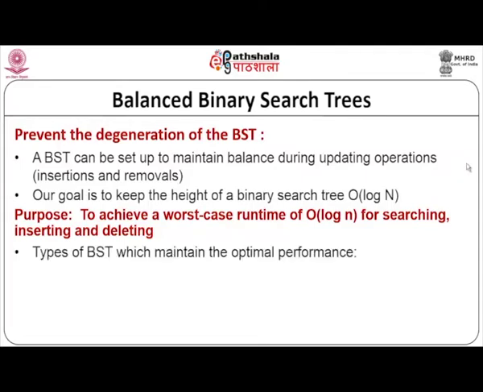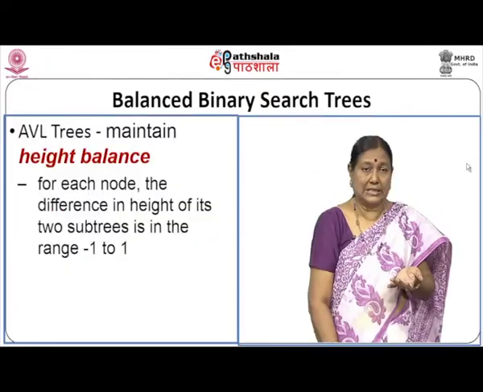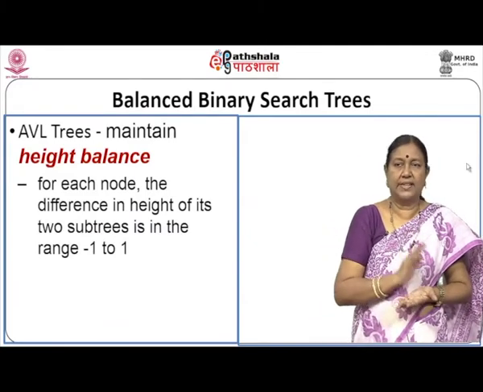The types of binary search tree which maintain this optimal performance are AVL trees, which we are discussing in this and the next module, red black trees, which is another type of height balanced tree, and then splay trees. We will be discussing these 3 types of trees as we go along. And then we have non binary search trees also, which we will discuss. Now, first we will take AVL.